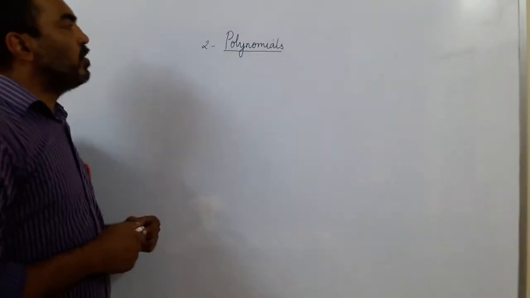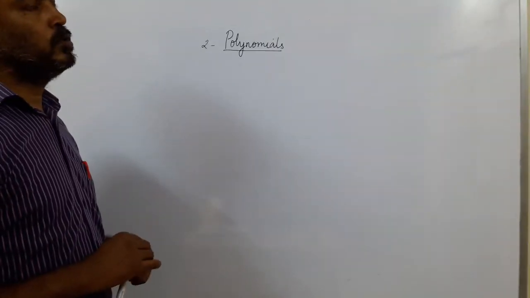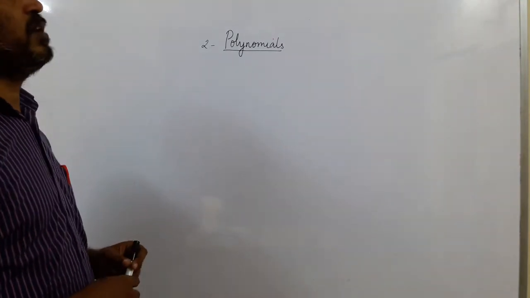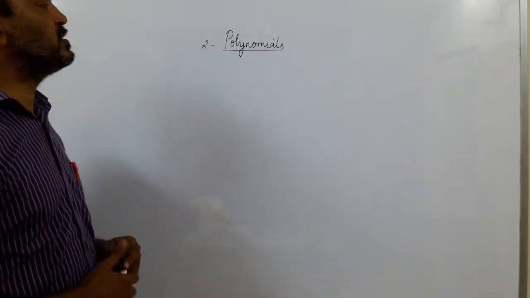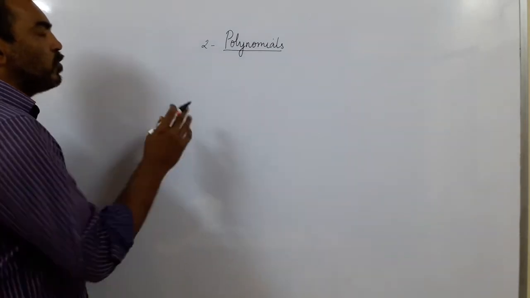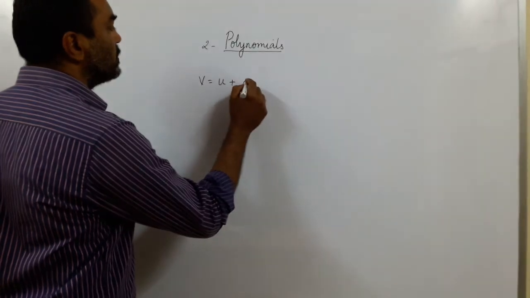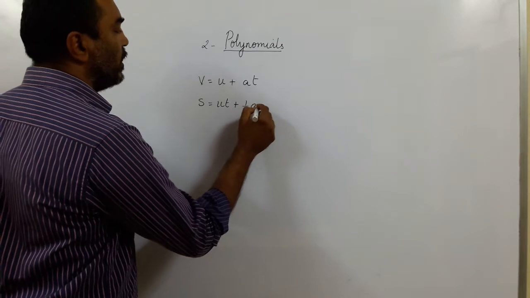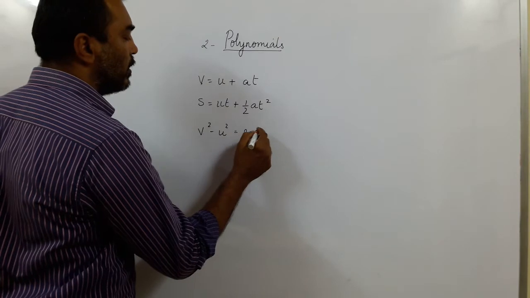Now, before I go into polynomials, we will have to know why we do this chapter of polynomials. In the real world, we have done the chapter on motion, chapter 8 I guess. In science we did motion. We came across formulas like v equals u plus at, s equals ut plus half at square, and v square minus u square equals 2as.